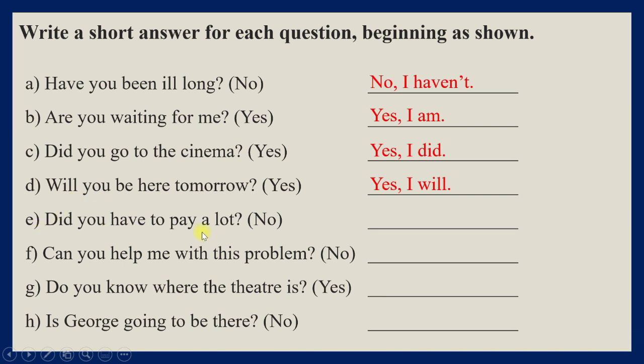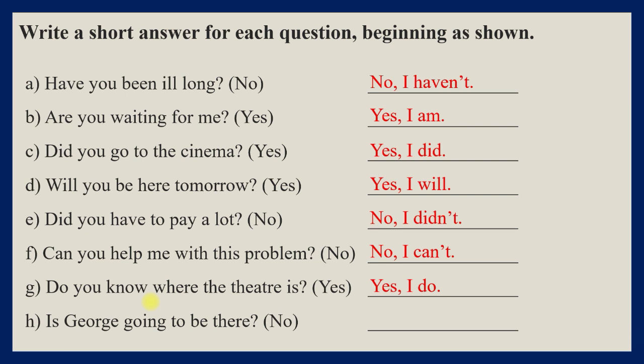E. Did you have to pay a lot? No, I didn't. The same auxiliary verb. F. Can you help me with this problem? No, I can't. The same auxiliary verb, which is a modal verb here. G. Do you know where the theater is? Yes, I do. So you cannot say yes, I know. Yes, I do is a better answer than yes, I know. If you want to use the main verb, you'd better finish the sentence and say it completely.